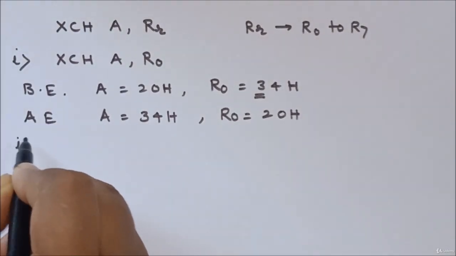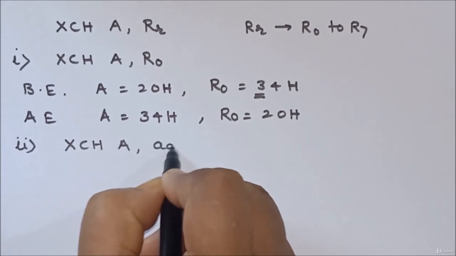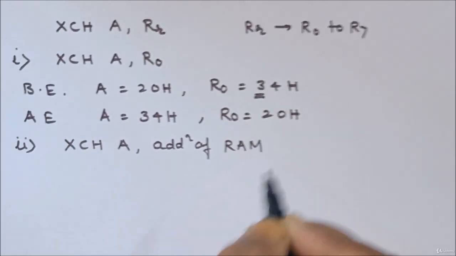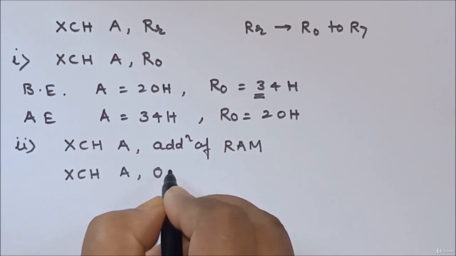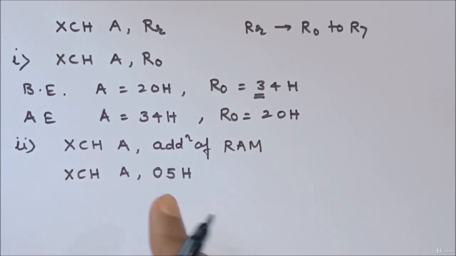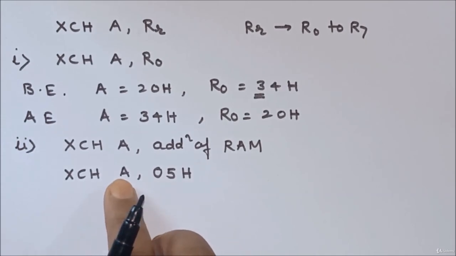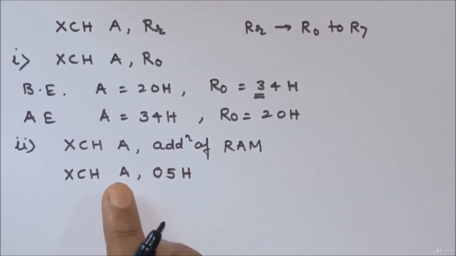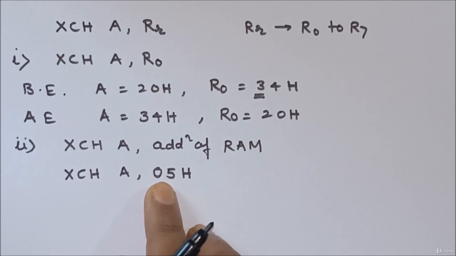We can use direct addressing mode also, that is XCH A, address of internal RAM memory. For example, I can write XCH A, 05H. So the data of memory location 05H will be stored in the accumulator, and the contents of the accumulator will be stored at address location 05H. So we can exchange the contents of the accumulator and the memory location whose address is given in the instruction.